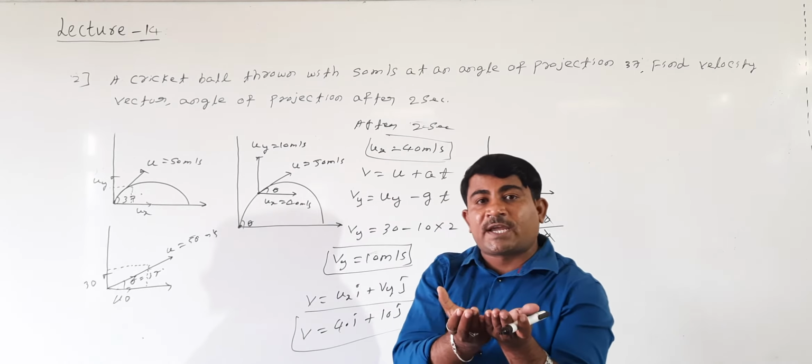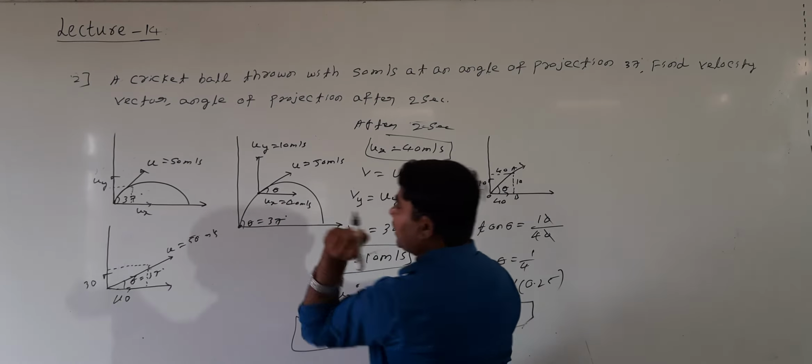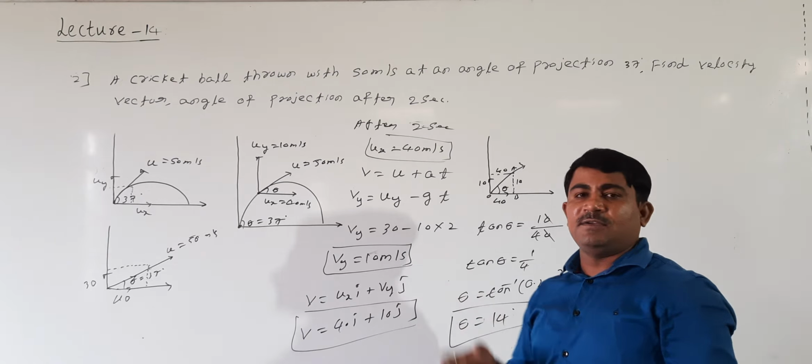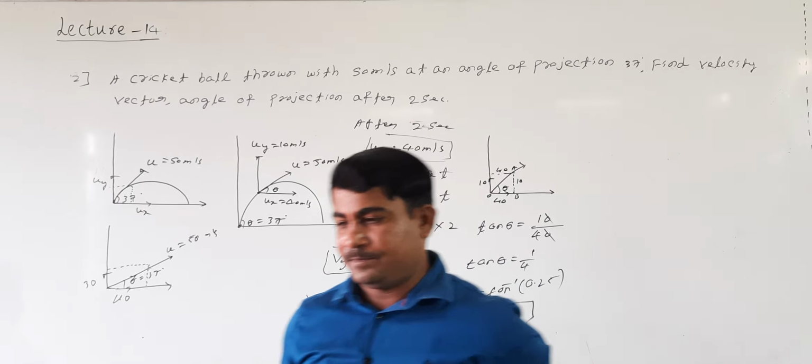And after 2 seconds, the initial angle of projection, how much? 37 degree. But after 2 seconds, what does the angle of projection become? 40 degree. So this is the answer for it. Copy this numerical, students. We will go for one more.